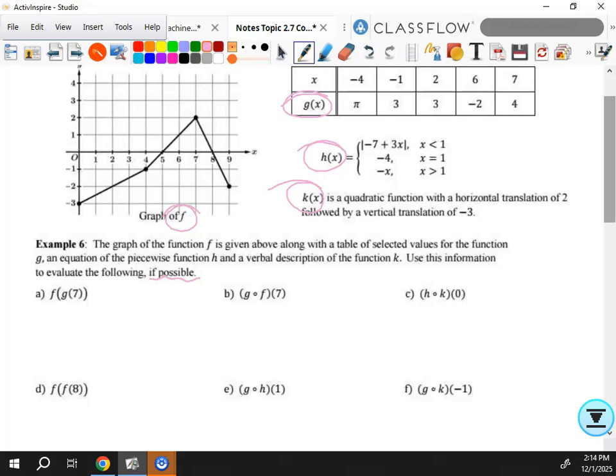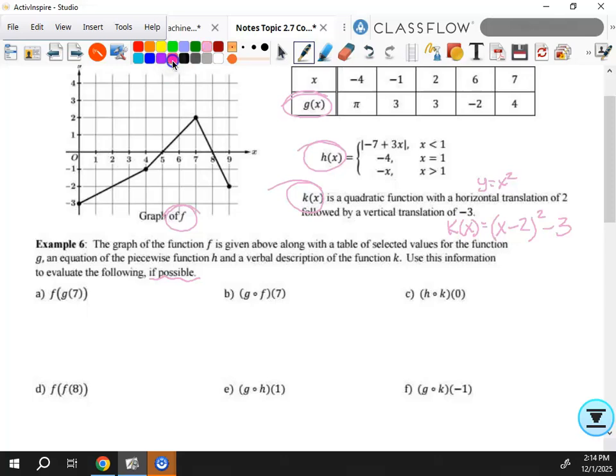First, let's take our verbal description and make a little equation out of it. So k of x is a quadratic function. Our basic quadratic we know is just y equals x squared, with a horizontal translation of 2 followed by a vertical translation of -3. So k of x would be equal to x, something going on there with the horizontal translation, squared. What goes inside there with the x? -2 or +2? Minus, because this is a +2 and x is a liar, right? So -2. And then what goes at the end? -3, because y doesn't lie, right? Just go ahead and get it in your little equation there.